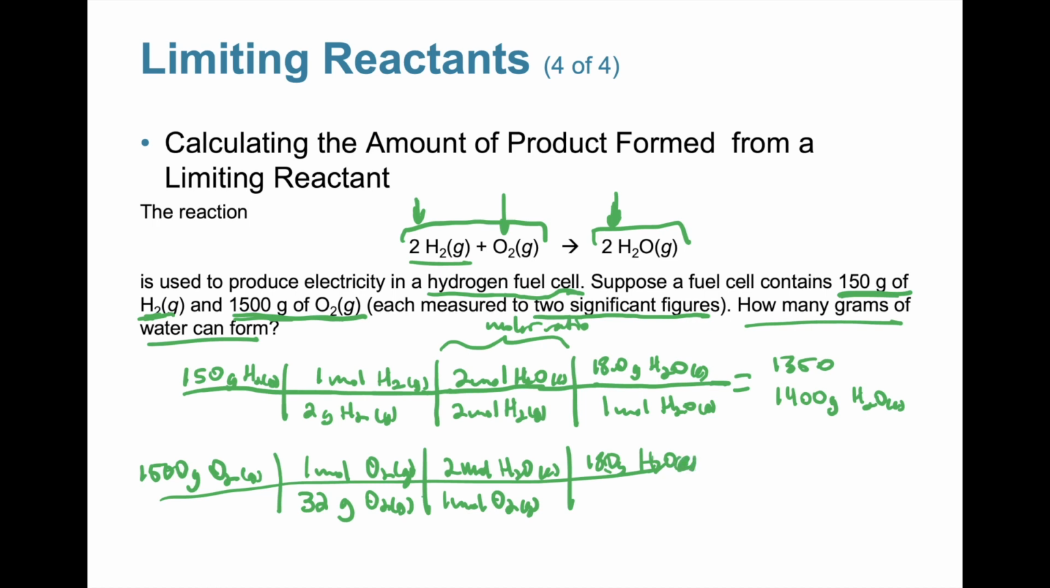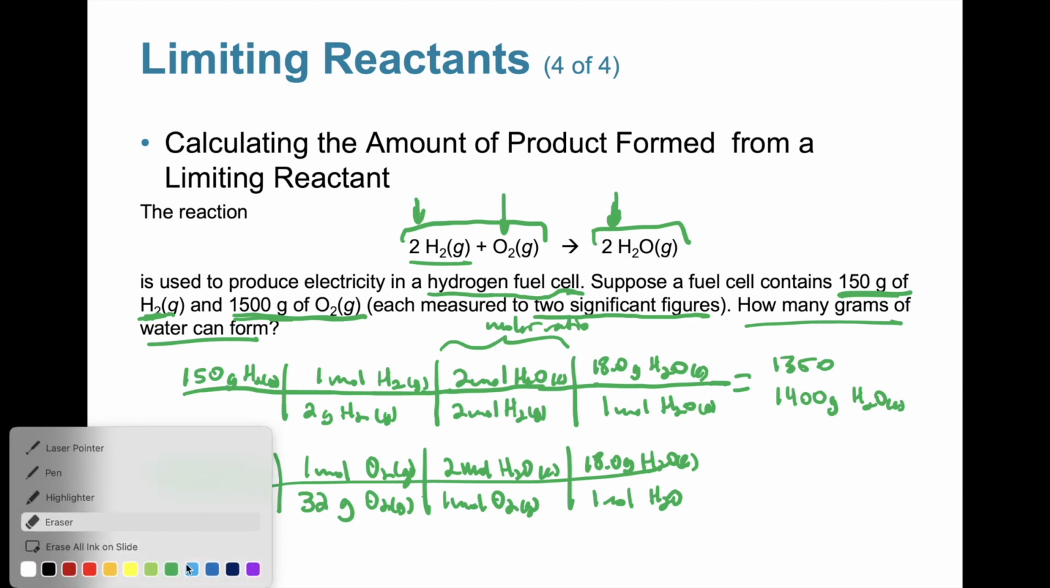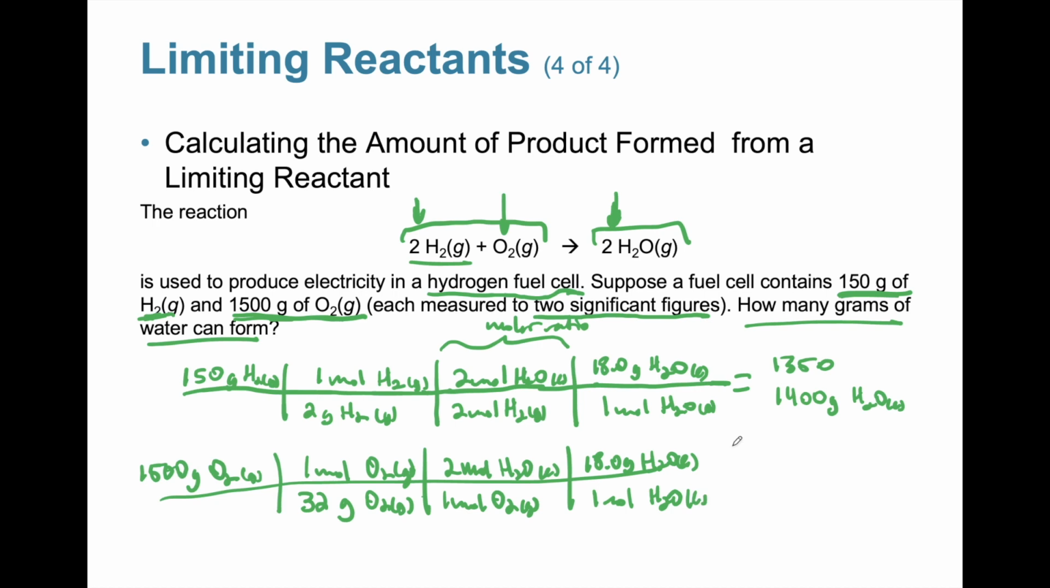liquid. Wow, that's really messy. I'm going to fix that. There we go. 18 grams of H2O liquid, and that's 1 mole of H2O liquid. Not H2O2. That's bad. Not hydrogen peroxide, that would kill you. Don't drink that. Liquid. Okay? So when you do that math, you end up with 1687.0. 2 sig figs, I'll just round it up to 1700 grams of H2O liquid.